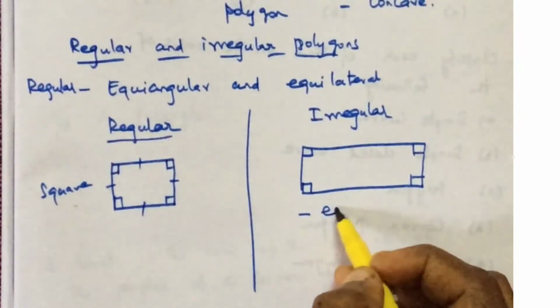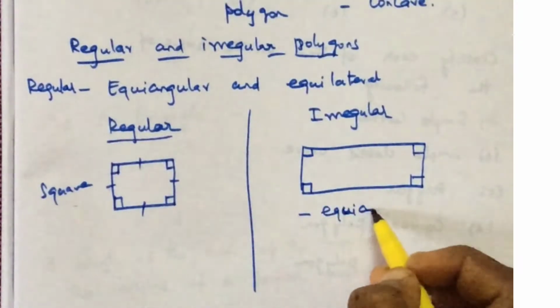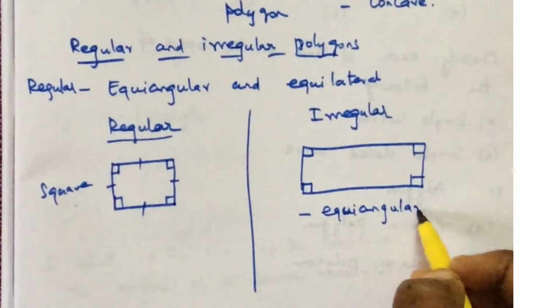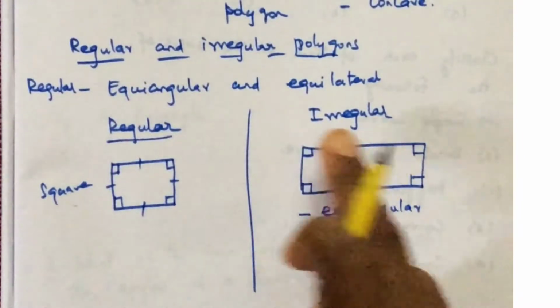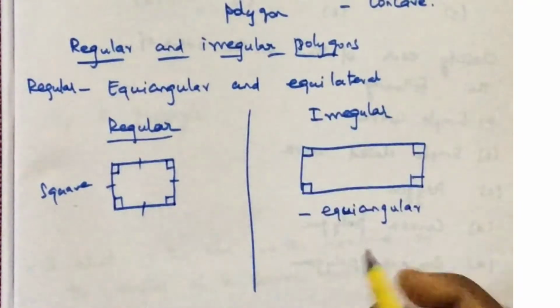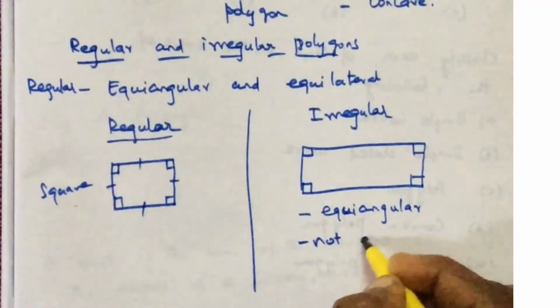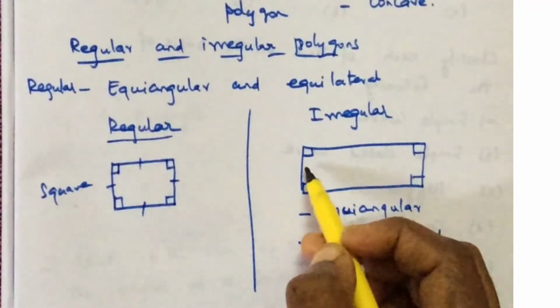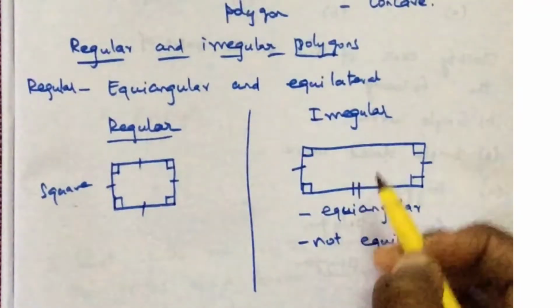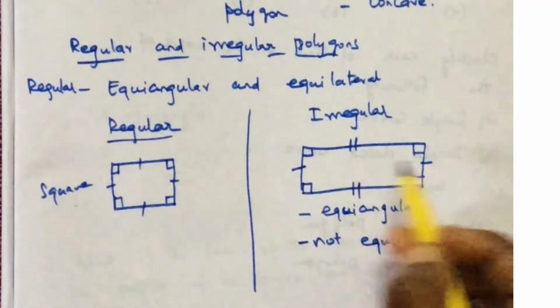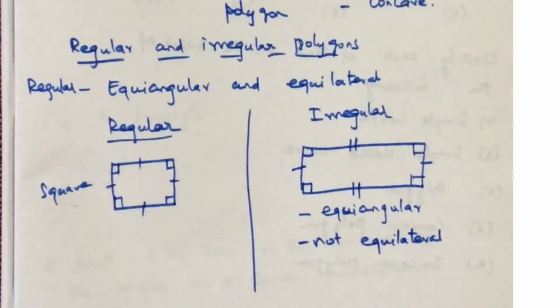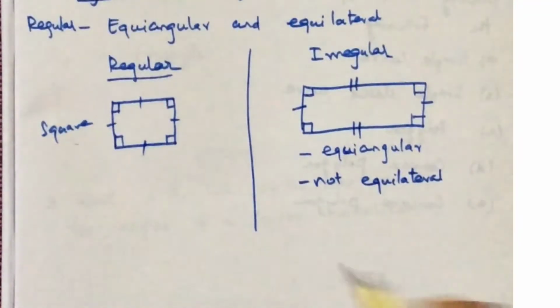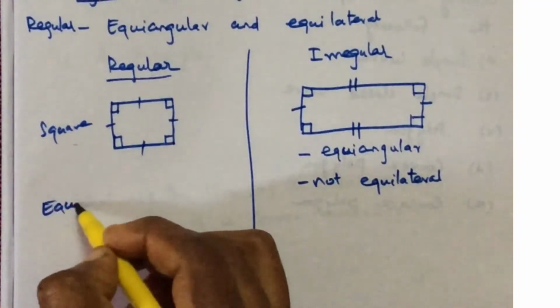Rectangle satisfies equiangular because the angles are the same, 90, 90, 90, 90, but it is not equilateral. Why? In a rectangle only the opposite sides are the same, not all four sides are the same. This side is equal to this and this side is equal to this. To be equilateral, all the sides should be the same. One more example we will see for regular. Take an equilateral triangle.